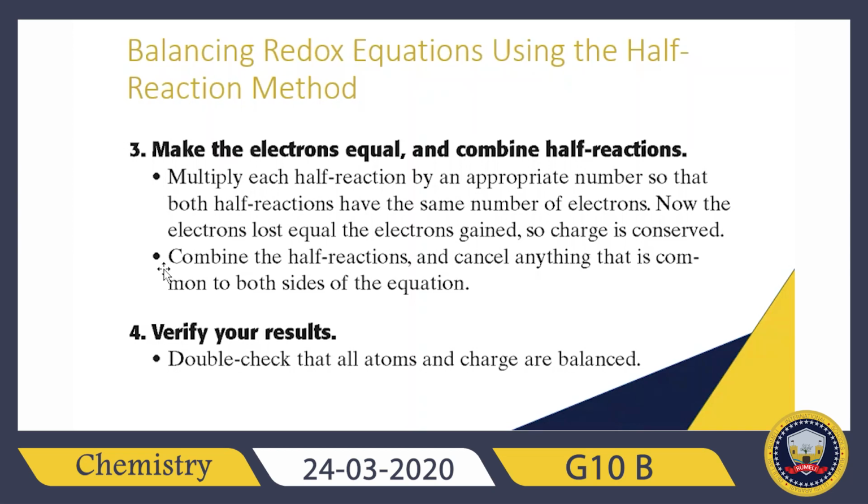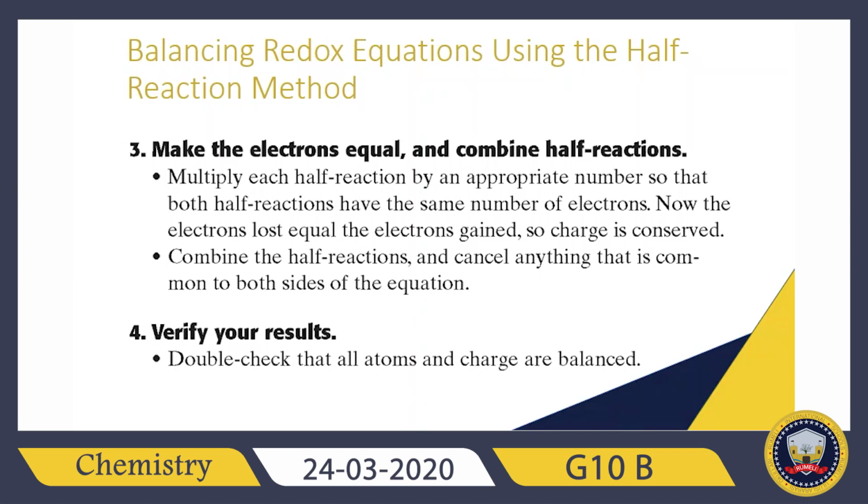So the last step, we combine the half reactions and cancel anything that is common to both sides of the equation, as we said, and then we verify our result. How? By double checking that all atoms and charge are balanced. Again, we need to make sure that atoms and charge are conserved.